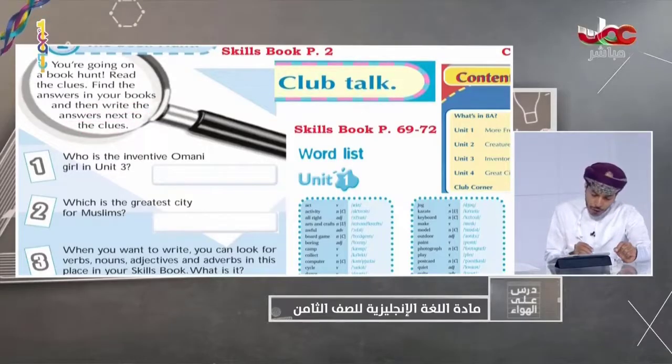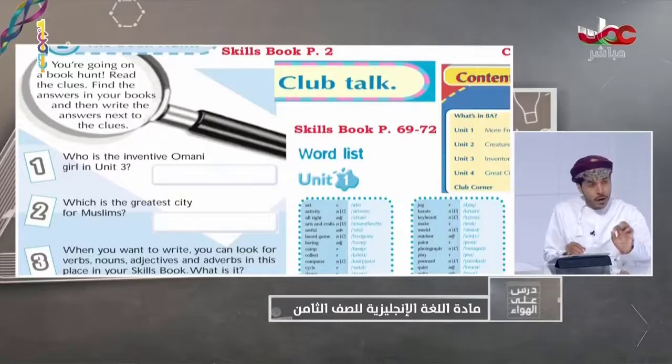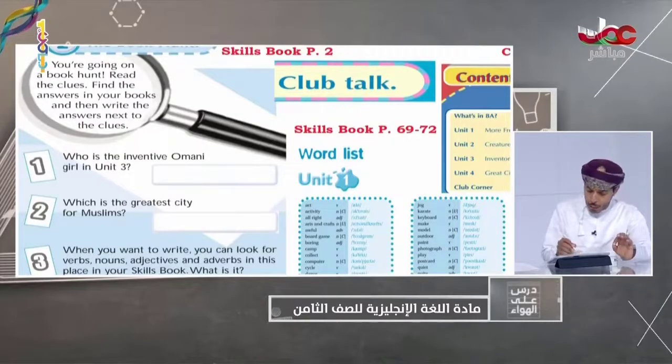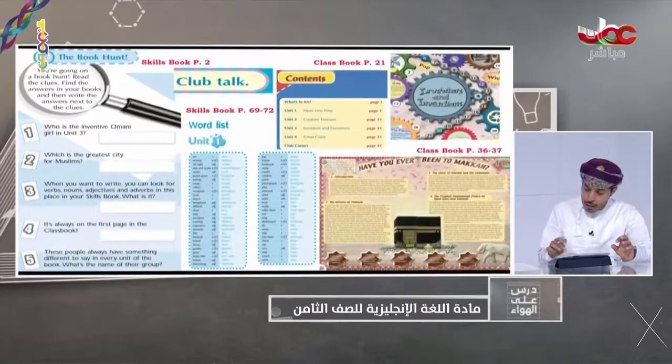So look at the first clue. Again, who is the inventive Omani girl in Unit 3? And here we have to go immediately to Unit 3.